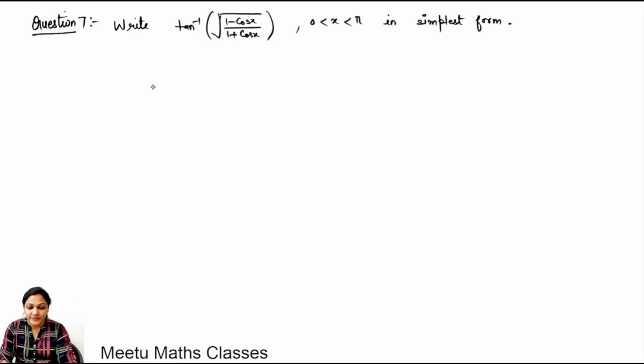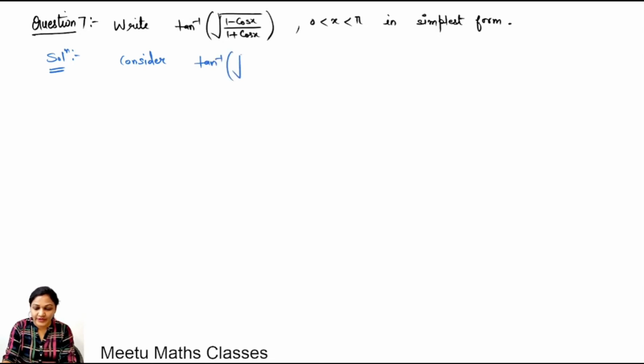Your question number 7 is, write tan inverse of square root 1 minus cos x upon 1 plus cos x, where x is lying between 0 to pi, in simplest form. Now, to write your function in simplest form, consider your function tan inverse of square root 1 minus cos x upon 1 plus cos x.